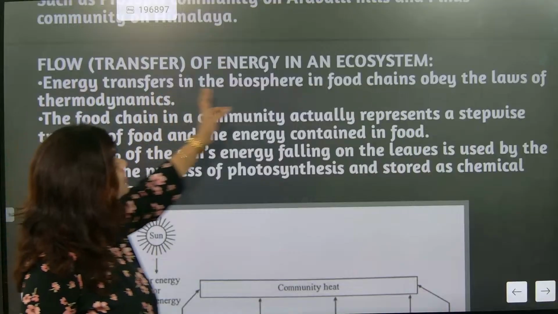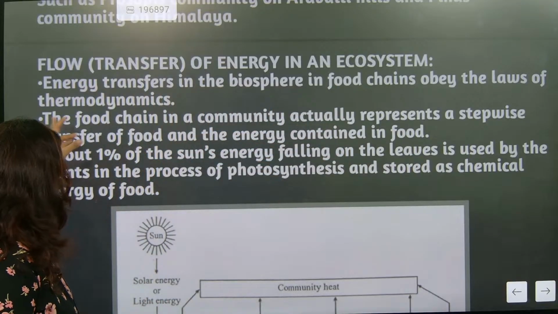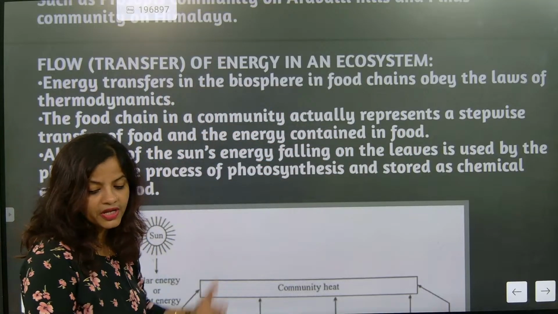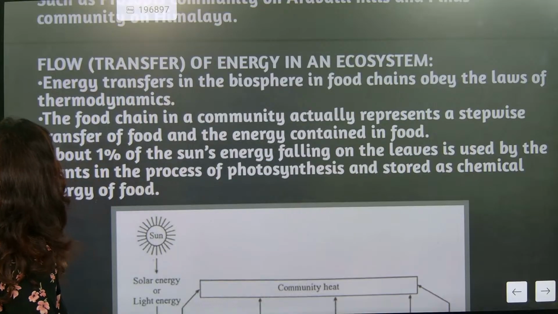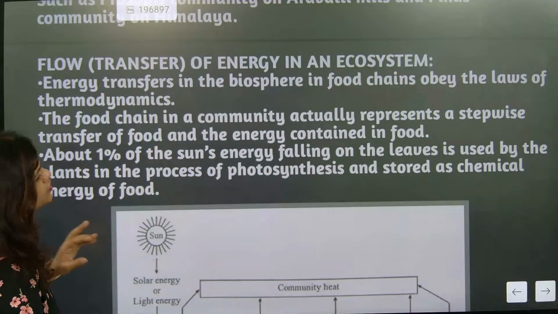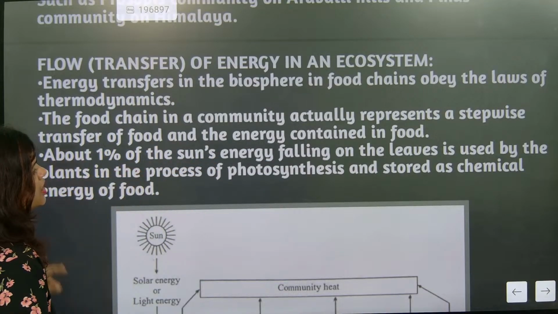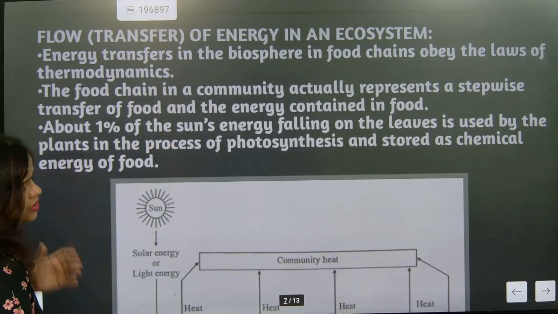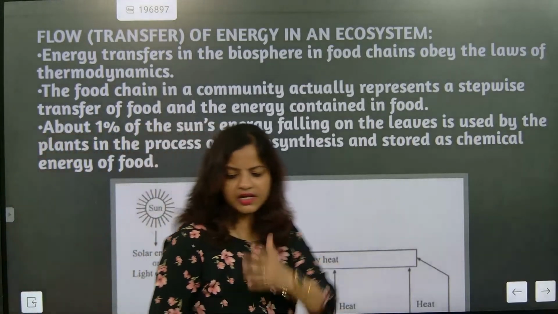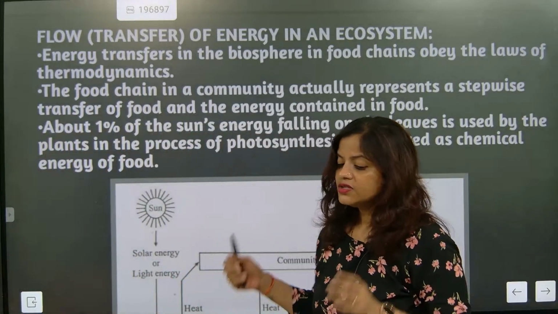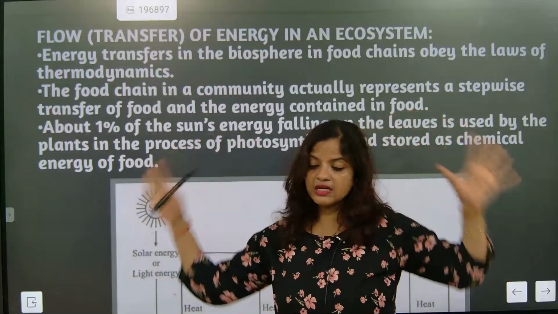So energy transfer in the biosphere in food chain obeys the law of thermodynamics. How is it obeying the law of thermodynamics, beta? Let's check this one out. The food chain in a community actually represents the stepwise transfer of food and the energy contained in it. So what is exactly done in this entire ecosystem?